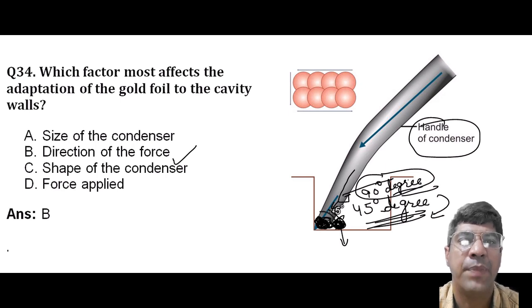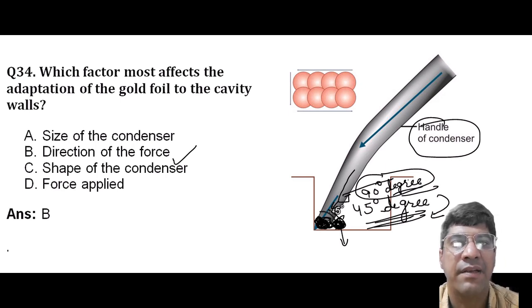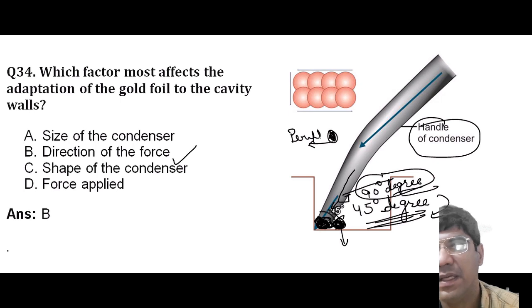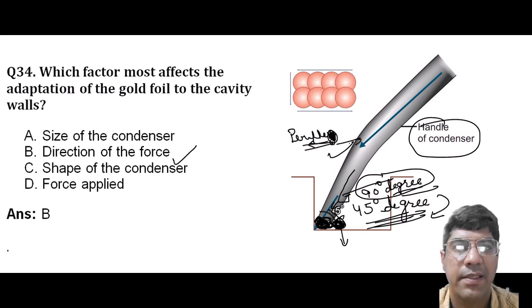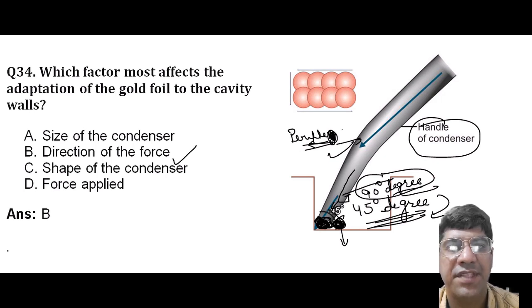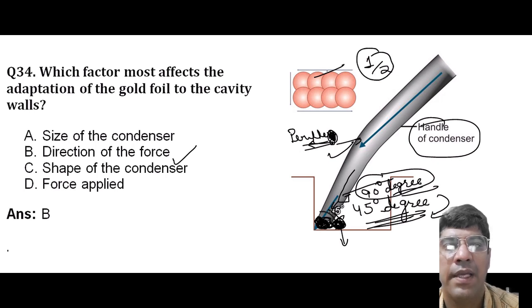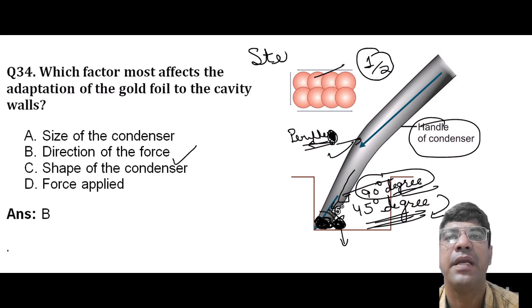So while condensing a piece of direct gold, you have to start at one end and proceed to the other. So you have to just start from the center and reach toward the periphery. So start at one side of cavity and proceed in a straight line to the opposite side. Then return to the original side on a different straight line. During the condensation process, the condenser should overlap at least half of the previously condensed area. That is known as stepping.